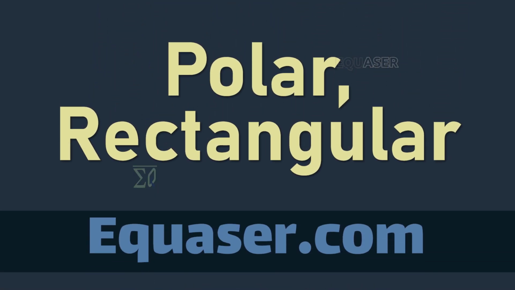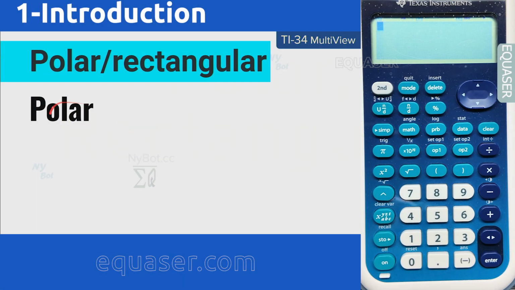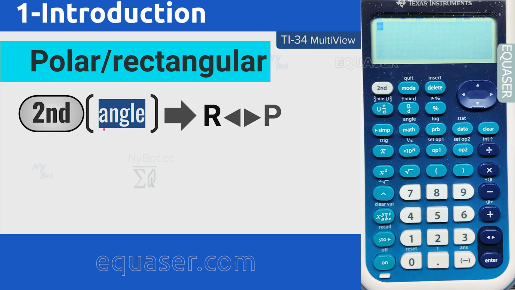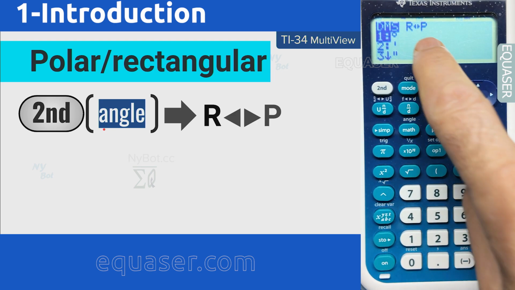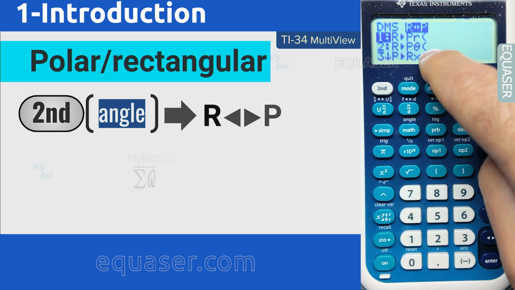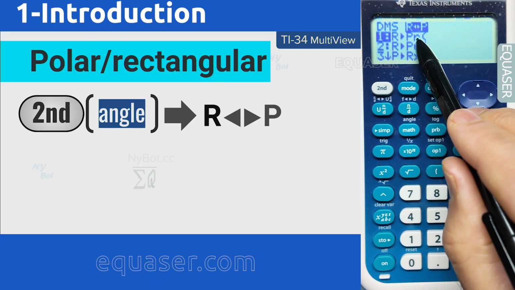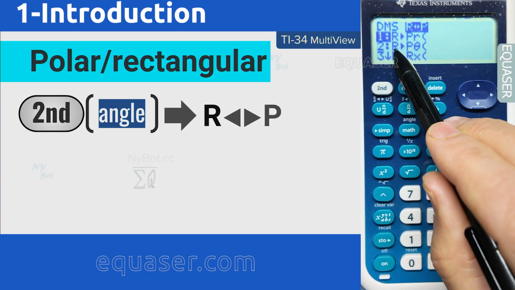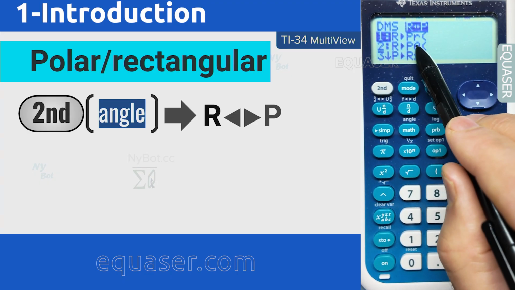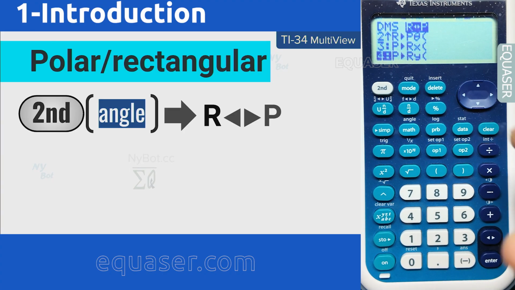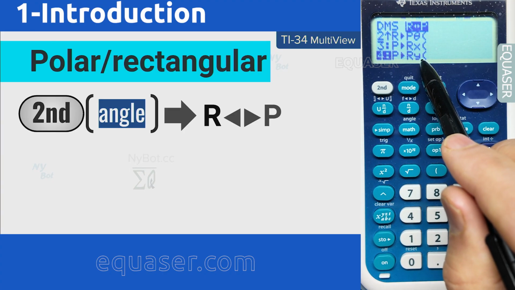Now let's do some polar and rectangular conversion. We have polar, and also for rectangular, in some books or instructors prefer to call it Cartesian. We can use second function and angle. This time we can press arrow, and all the options are available. And here it says rectangular to polar, get r, rectangular to polar, get theta, polar to rectangular, get x, and if I go down, get y.